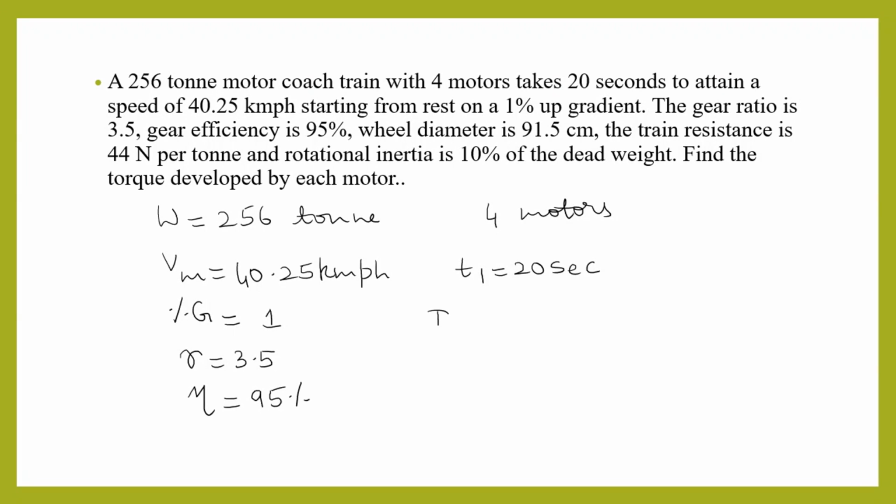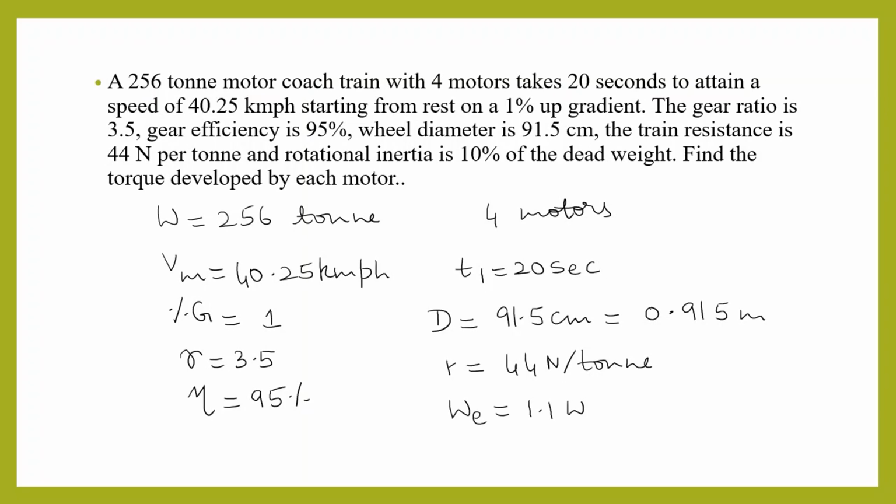Wheel diameter D is 91.5 cm, that is equal to 0.915 meter. Train resistance R equal to 44 Newton per ton. Rotational inertia is 10%, therefore WE is 1.1 times W. The accelerating weight WE is 1.1 times W.